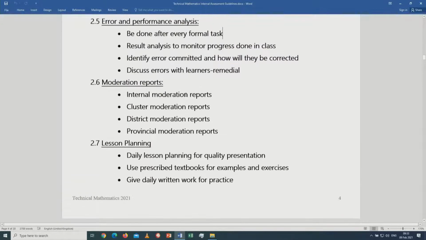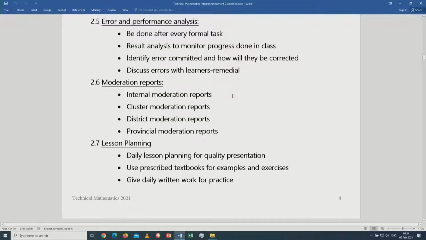And then, colleagues, you discuss errors with learners as remedial. I mean, these are the errors. Learners, I have noted that you have a challenge on functions. Sketching of a parabola. You taught them the dual intercept method. And then you say, for sketching, because it is acceptable in technical maths to use a table to draw your graphs, let's see how best we can draw the graph using the table method, and so forth. Such things must be discussed with your learners.